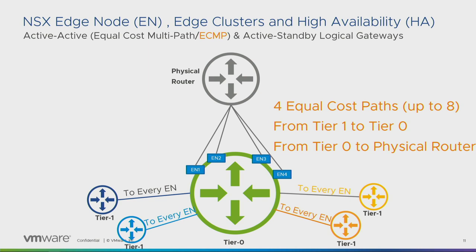This gives us the advantage that we can do equal cost multipathing, in the sense that every tier 1, which is also a logical component, will be connected to every edge node in this environment, such that from a tier 1 perspective, it can actually send traffic to 4 different destinations. Therefore, you can increase the traffic capacity. And the same thing for the connectivity between the tier 0 and the physical domain.